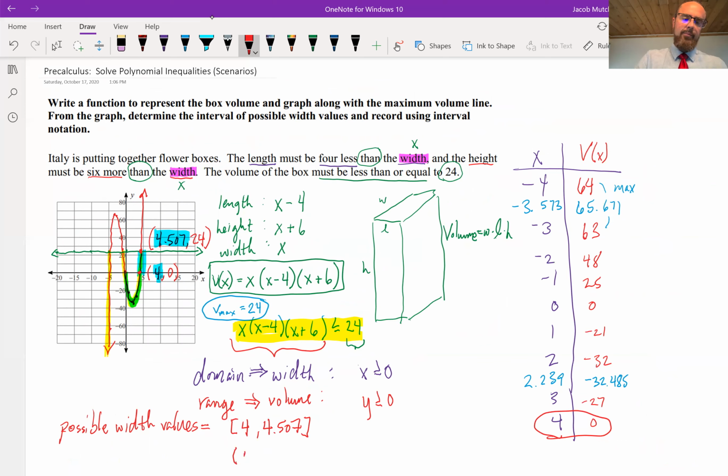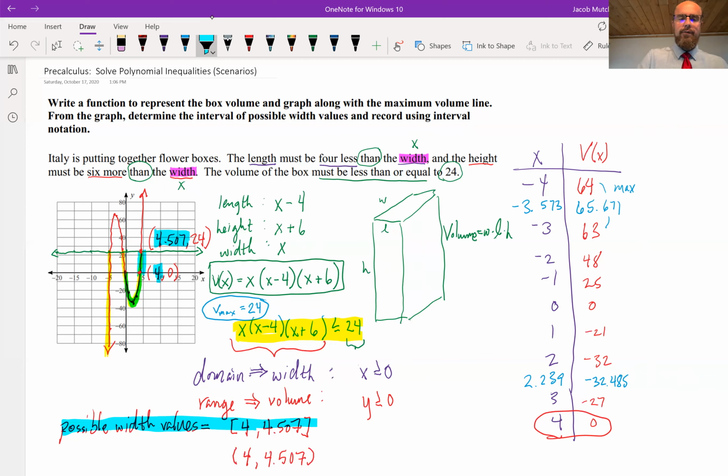If I put it with parentheses, I would be saying that those are the x values, but I would exclude 4 itself, which probably is smart because usually volume is not 0. We don't want a 0 volume flower box. Or the volume's not equal to 24. It comes up to maybe 23.99999, but not 24. So let's highlight our final value here.